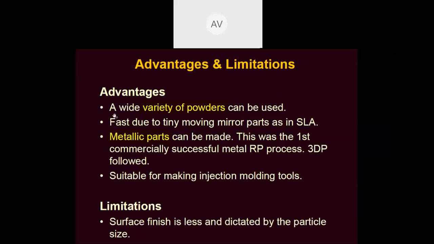Then the advantages of this process: a wide variety of powders can be used. As I said, thermoplastic powders you can use. It is fast due to tiny moving mirror parts as in SLA, and metallic parts can be made. This was the first commercially successful metal RP process. So with selective laser sintering you can make metal parts also. It is suitable for making injection molding tools. So injection molding tools you can make through this process.